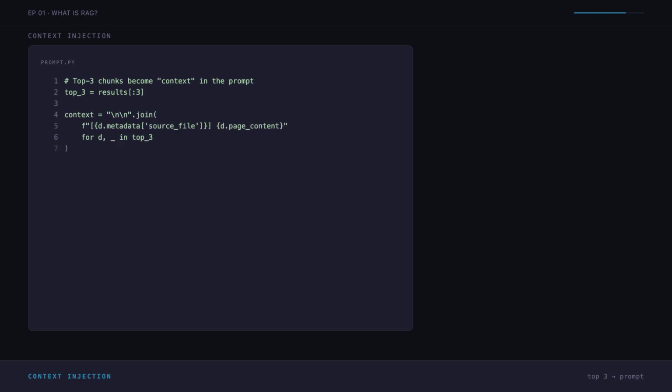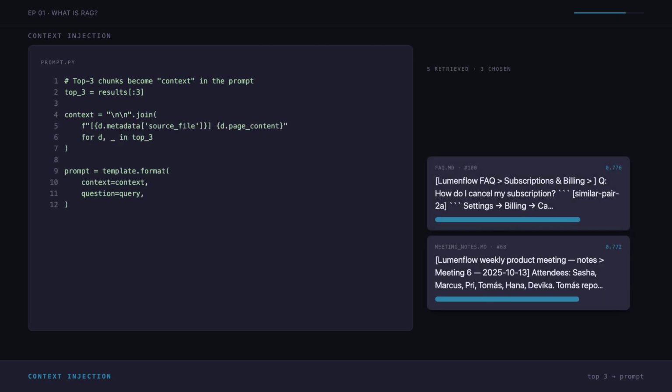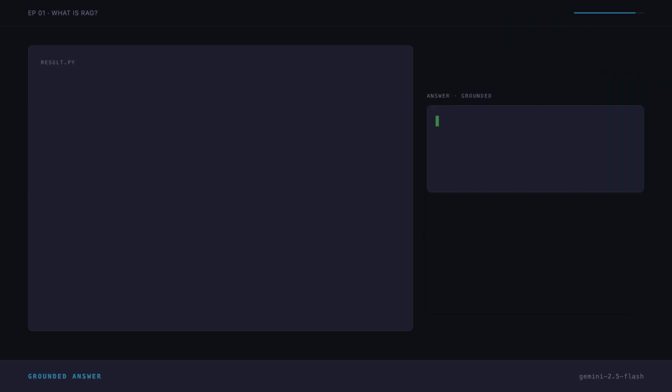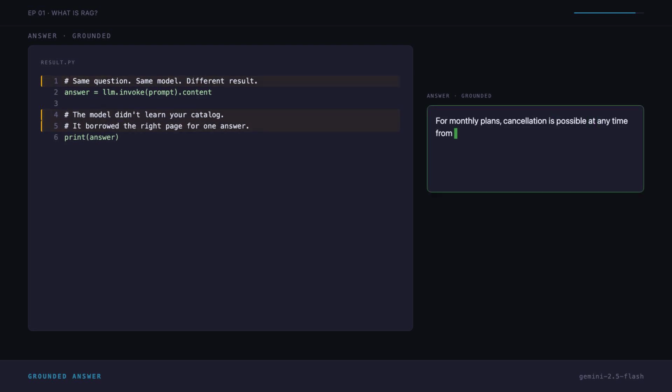The top 3 chunks go into the prompt, not all the chunks in the database, not even all 5 retrieved. 3 carefully chosen pieces of context placed directly before the question. The model reads them the way you would read a briefing note before a meeting. It does not guess from training. It reads what is in front of it. And now, for the first time in this video, the prompt physically contains the page about SKU1042. Same question, same model, different result. The cancellation terms for SKU1042 are right there in the context, and the model quotes them with the source attached.